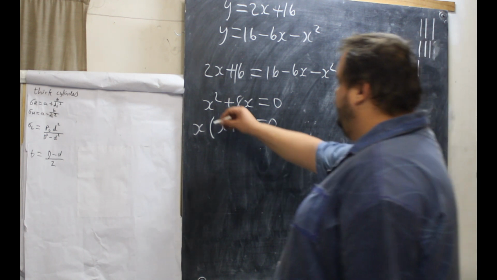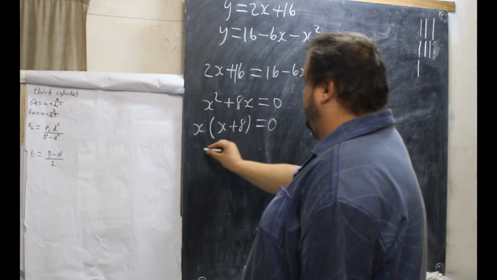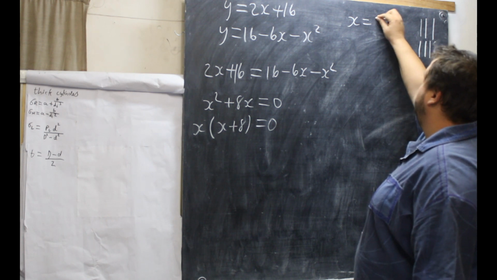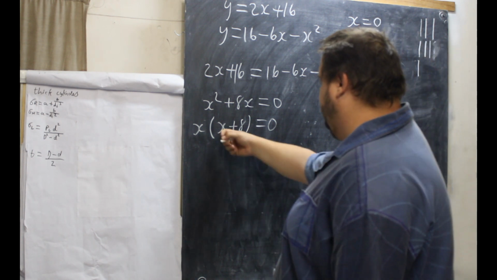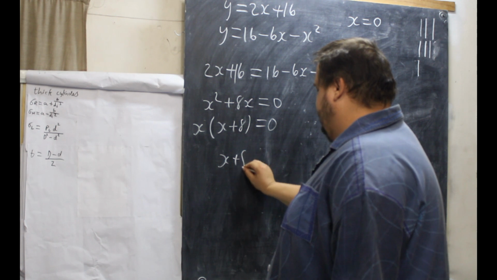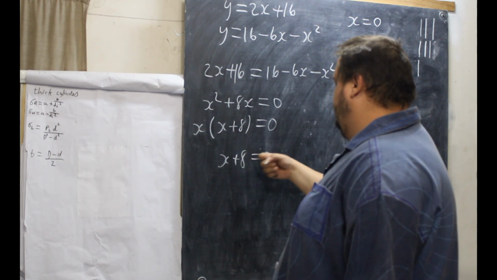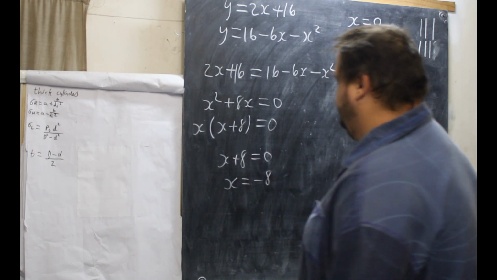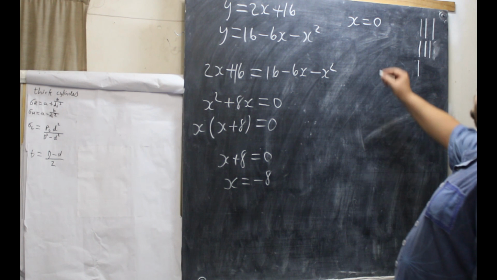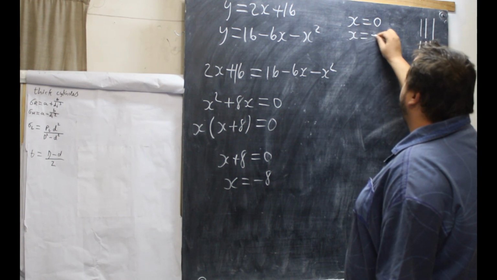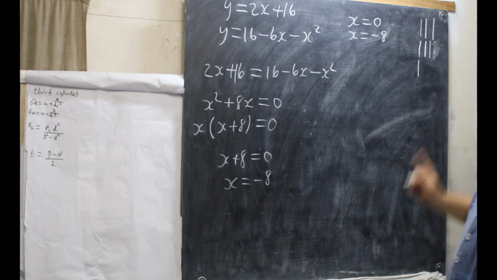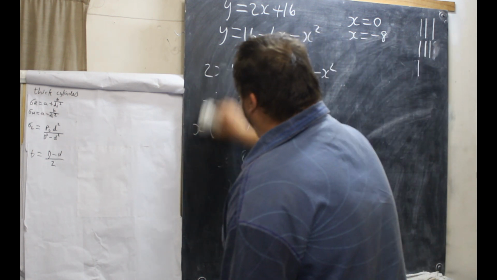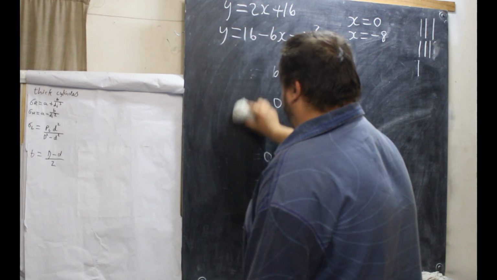So now, x equals 0. Now with this, x plus 8 equals 0. So 8 goes over, x is equal to minus 8. So x is equal to minus 8. Let's keep that up there for our next steps. So now that we have our limits, we can focus on what we need to do.